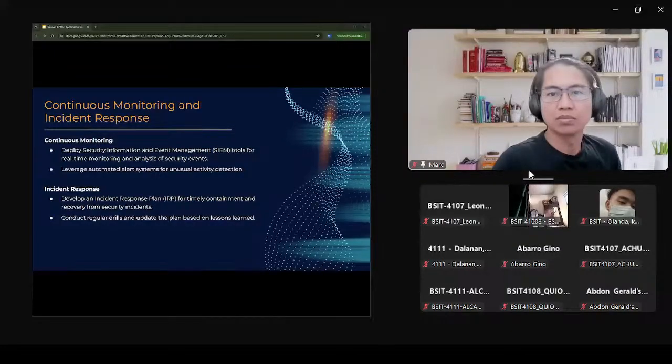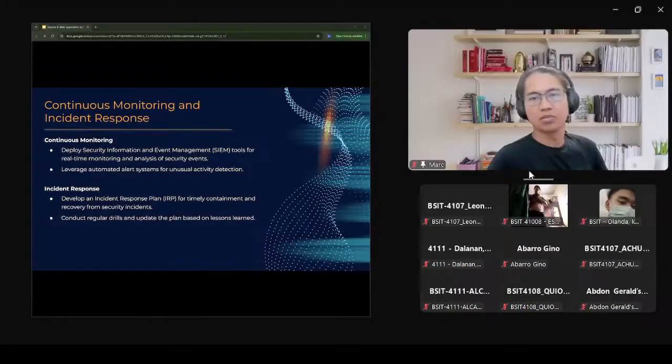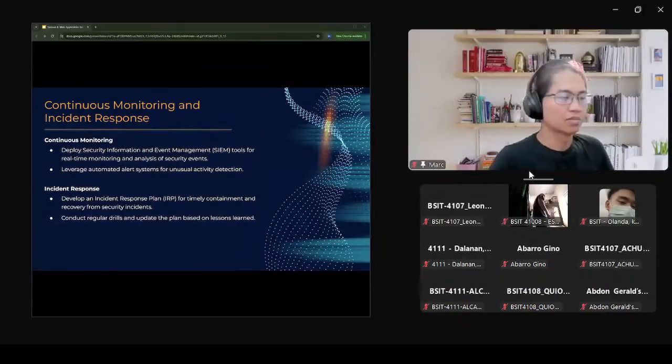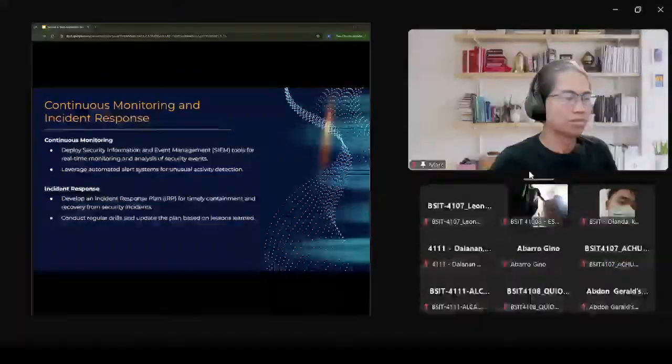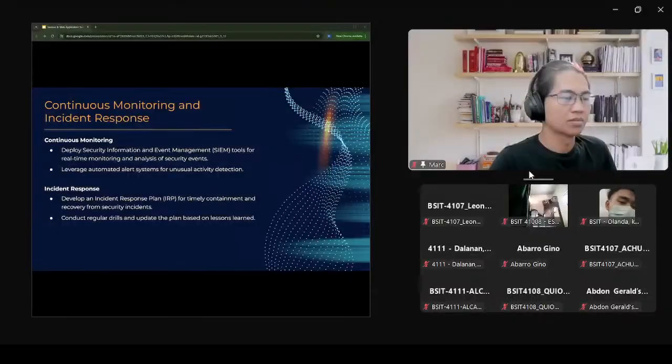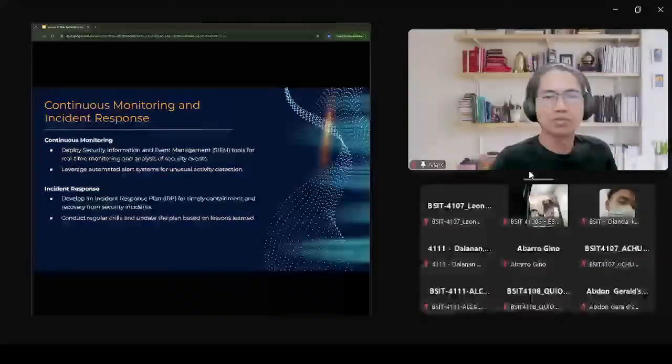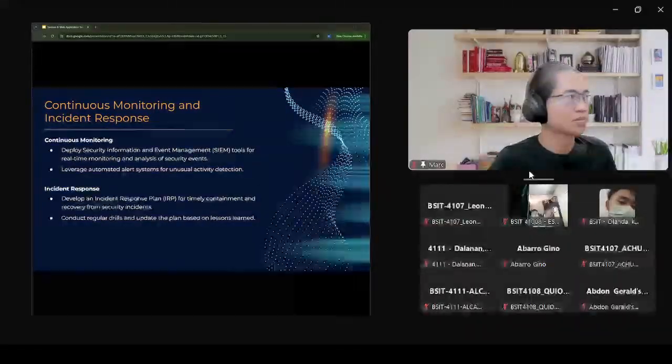The next one is regular drills. Regular drills is conducting simulated attack scenarios which allow your team to practice responses in a controlled environment. Regular drills ensure everyone knows their role and highlight areas for improvement in your IRP. And then the last one in the components of an IRP is post-incident analysis. After an incident, conduct a thorough review to understand what went wrong and how to prevent similar events in the future. Lessons learned should feed into updates to your IRP and monitoring tools.